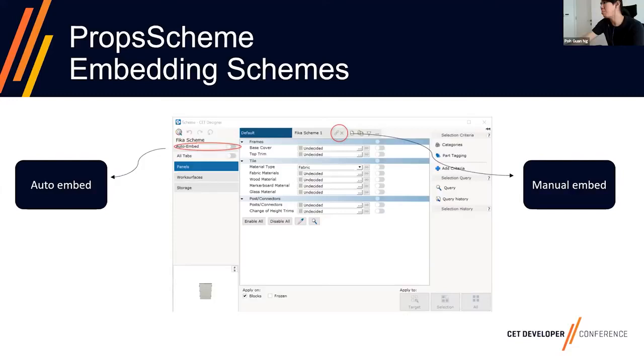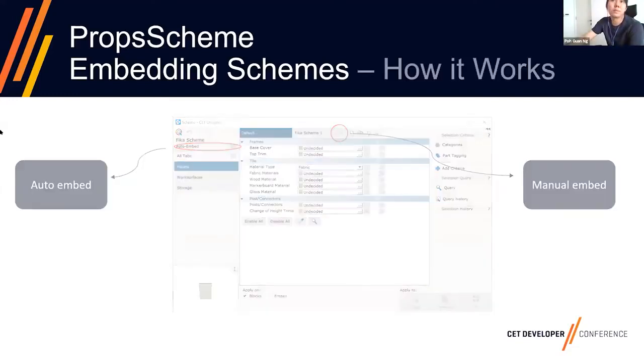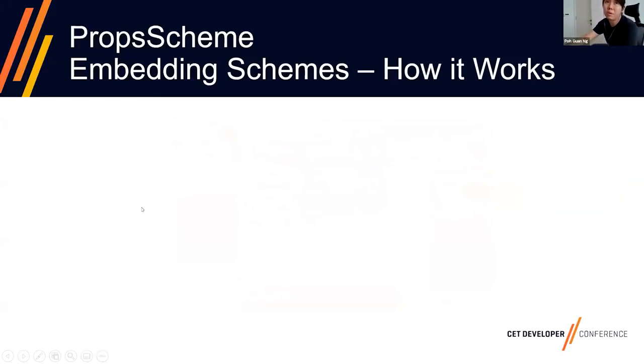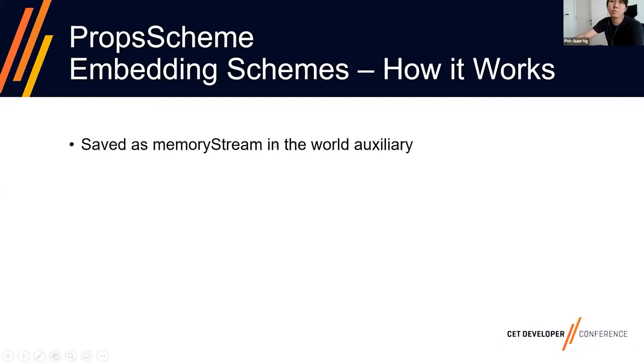So, how does embedding schemes work? In the backend, it is just saved as a memory stream in the world auxiliary. The way that it's saved is in the same format as if you would save a CM scheme file. It's just the key value pairs. We don't save the domains and we don't save the materials. Just the key value pairs.